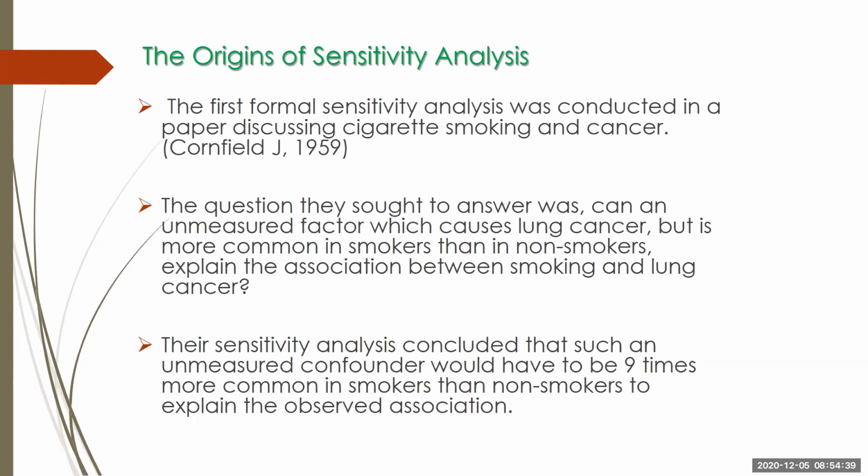In other words, can a variable that was not included in the study change the results of the study if it was included? In this particular study, Cornfield found that an unmeasured confounder would have to be 9 times more common in smokers than in non-smokers to explain the observed association between smoking and lung cancer. So as you can see, this type of sensitivity analysis gives a lot more confidence in the results of the study.